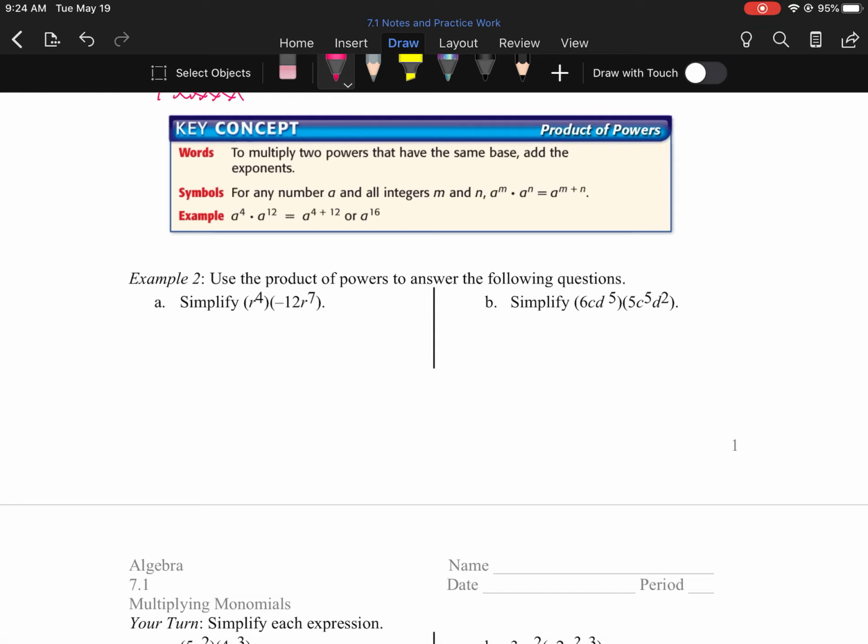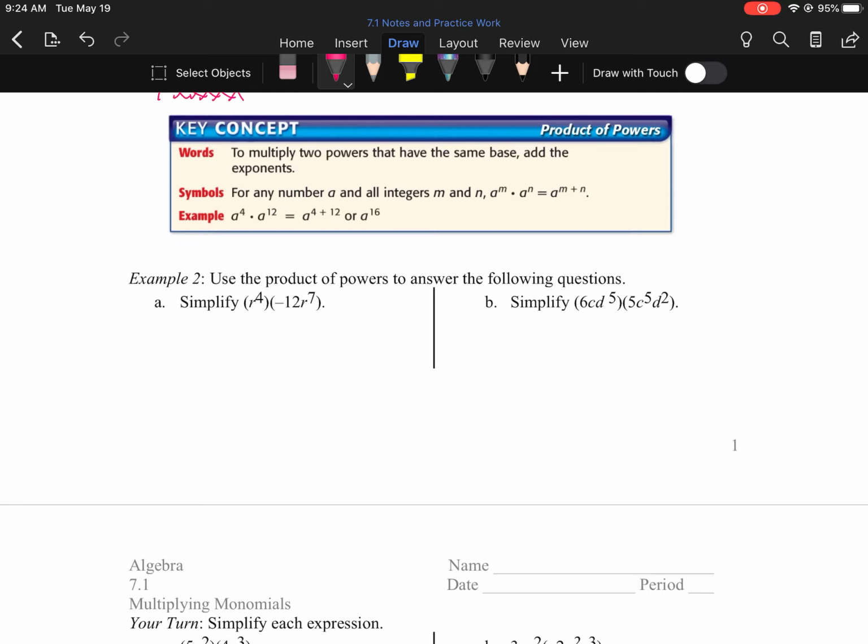Now, each of them individually is easy, but the biggest complaint I get from students with these is that it's hard at the end when all of them are mixed together. So it's going to be really important that you do your practice work each day.